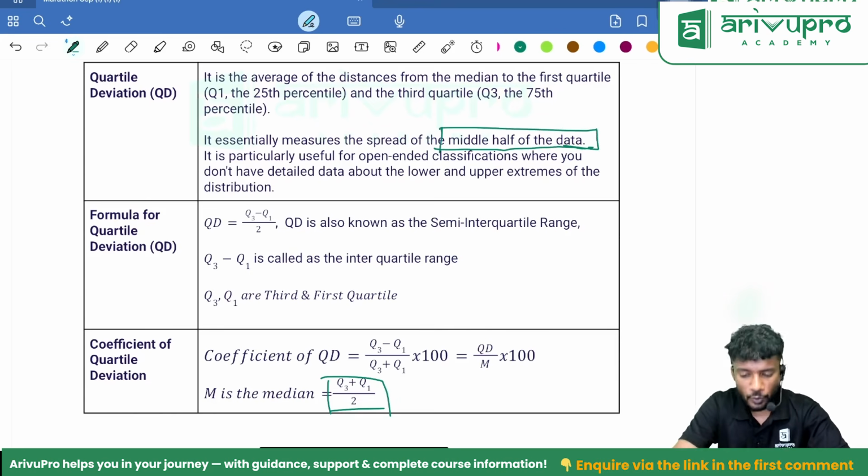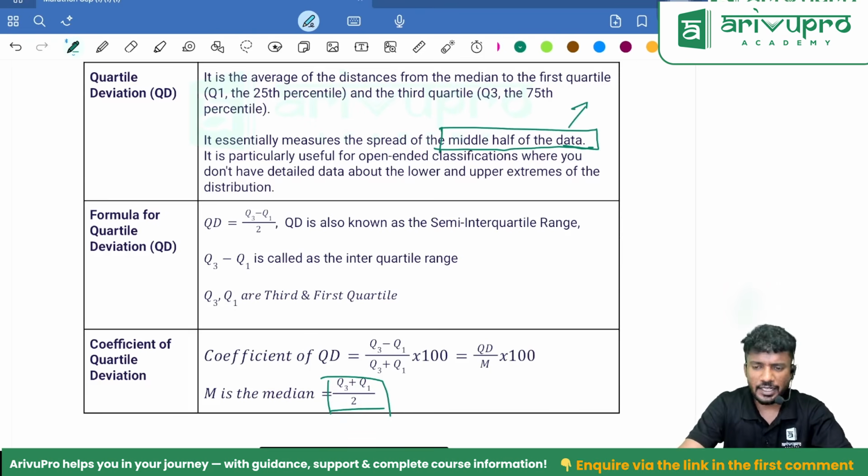Which of the following measures the middle half of the data? I think this question was there in the May attempt. Middle half of the data. I think so. I forgot.